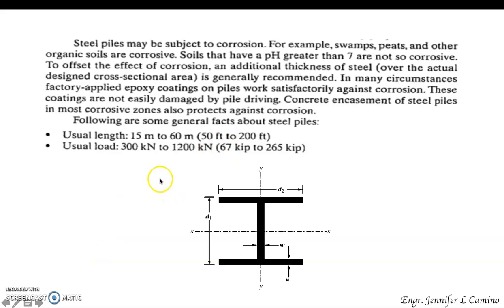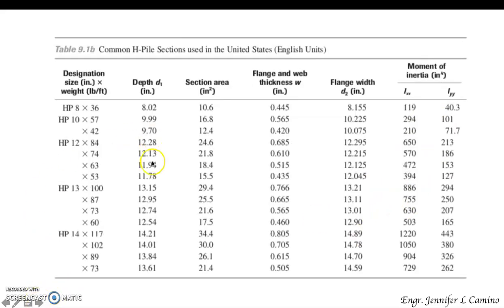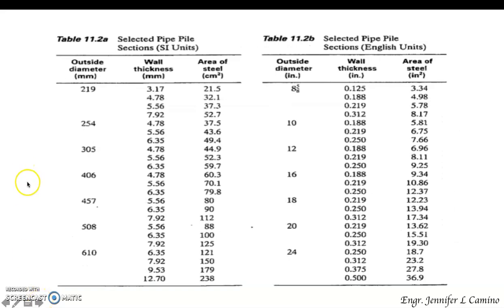So the following are some general facts about the steel pile. So you have here the characteristics of steel pile. We have here a table showing the common H-pile sections used in other countries. So we have the designation for the size and the weight, and you have the depth, the cross-sectional area, flange and web thickness, and the moment of inertia.